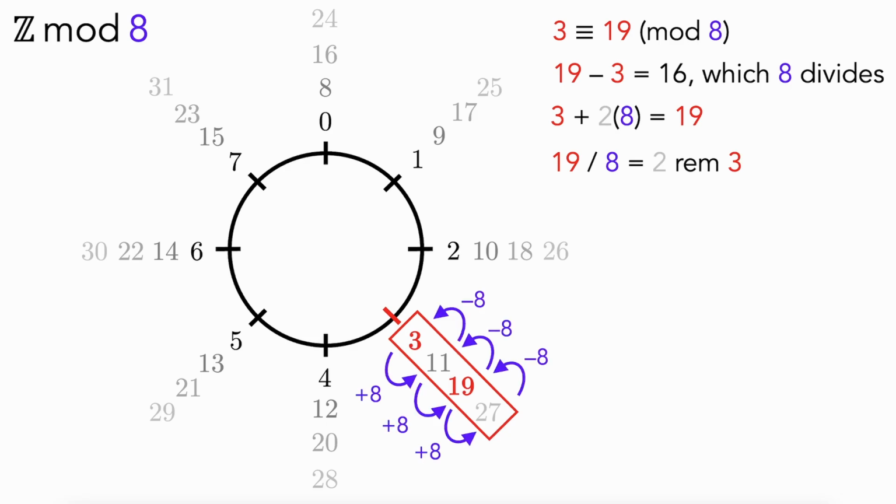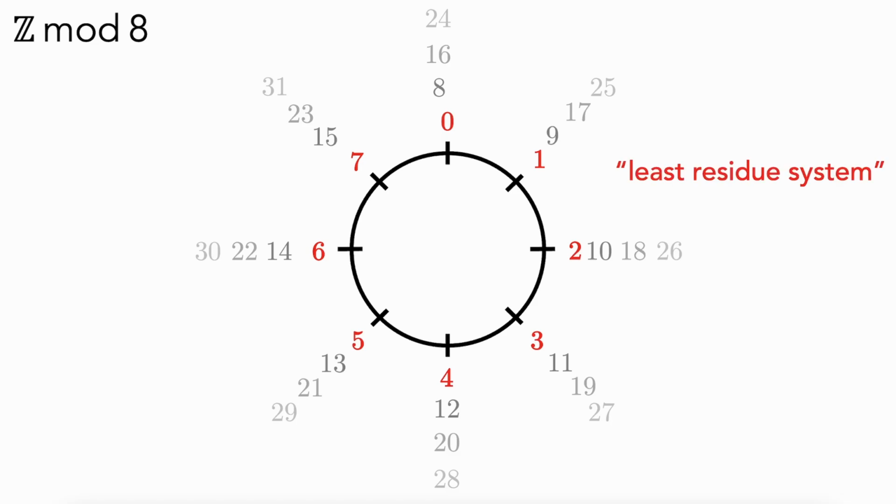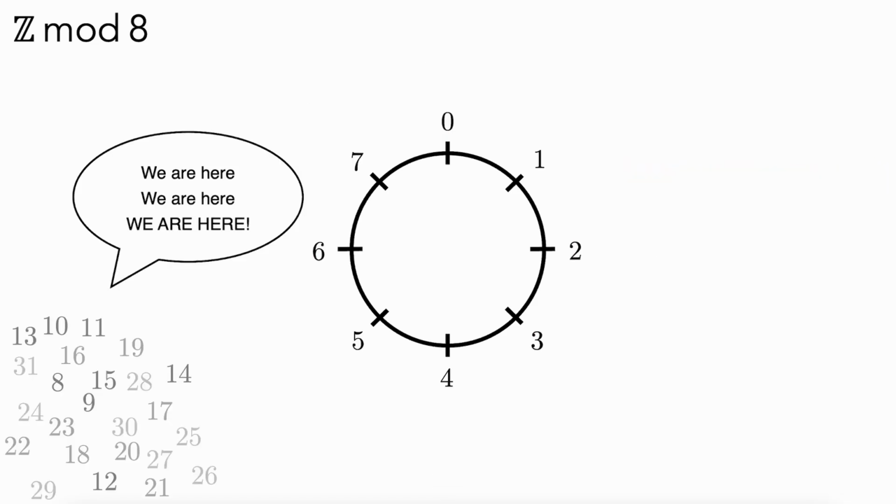Okay, now there's a lot of numbers on this wheel, but truth be told, we often just work with the smallest ones. This is known as the least residue system. So we can discard all the other numbers, but it's worth remembering that they are all still there.